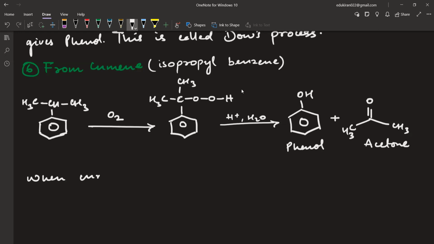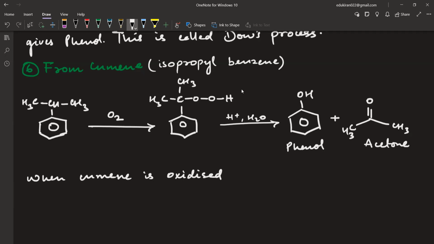One more thing you can see is that the starting material is cumene, that is isopropyl benzene, which can be easily prepared by the Friedel-Crafts alkylation of benzene. Then we are adding oxygen that is already available from the air. And the next one is water with some dilute acid. So the starting materials and ingredients are very, very cheap.